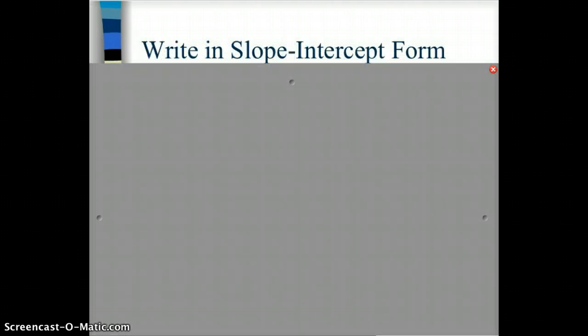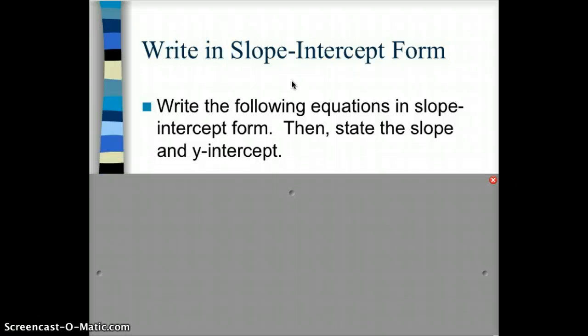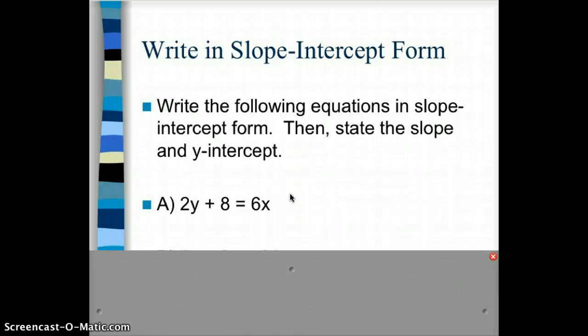All right, so I'm going to give you some problems, and your task is to try to write these in slope-intercept form. So I'll give you an equation that's not in slope-intercept form. I want you to transform it and then tell me what the slope is and what the y-intercept is. So here, the first equation, 2y plus 8 equals 6x. Now remember, I'm trying to get it into slope-intercept form, which is y equals mx plus b.